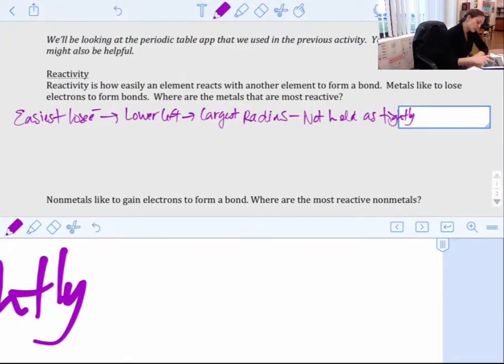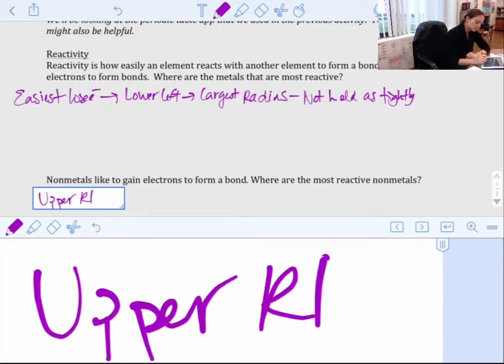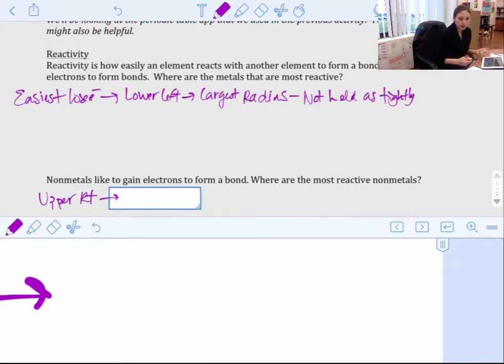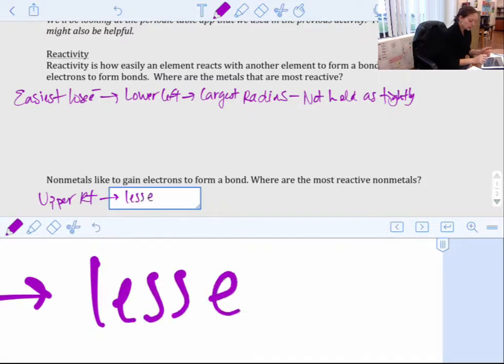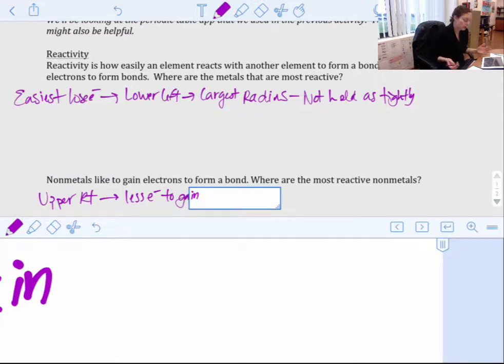Okay, now to nonmetals. Nonmetals love to gain electrons to form bonds, especially ionic bonds. So where are the most reactive nonmetals? Those are actually in the upper right. We're kind of going with the opposite of size here, because since you're gaining, it really doesn't matter how tightly or loosely they hold their electrons. Looking at the number that you have to gain, the fewer electrons to gain to be a stable atom or a stable compound, those are going to be the more reactive ones. So that's why we're saying upper right, the fewer electrons to gain.